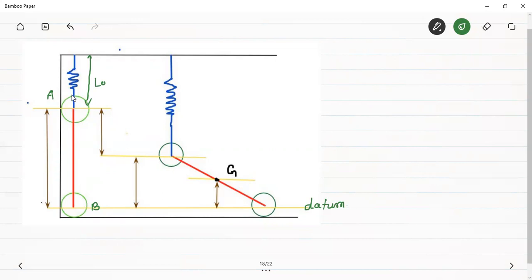This is the position of the system when theta is equal to 0 and the spring is in the undeformed state. But as theta increases, the spring is getting stretched by the same amount by which this roller is displacing in the vertical downward direction. And this is the position of the roller B at any angle theta. Initially it was here and its final position is here. Therefore, if x is the vertical displacement of the roller, it will also be equal to the stretch in the spring.